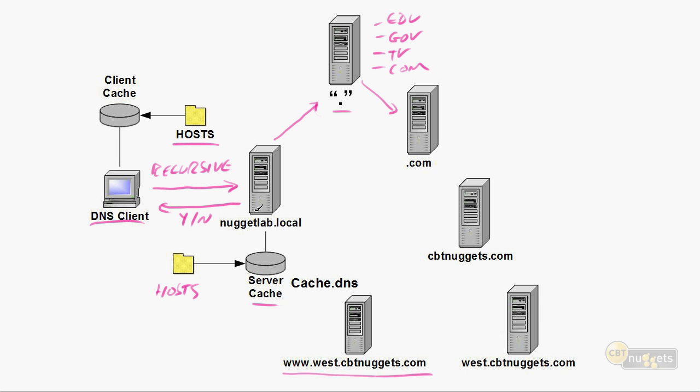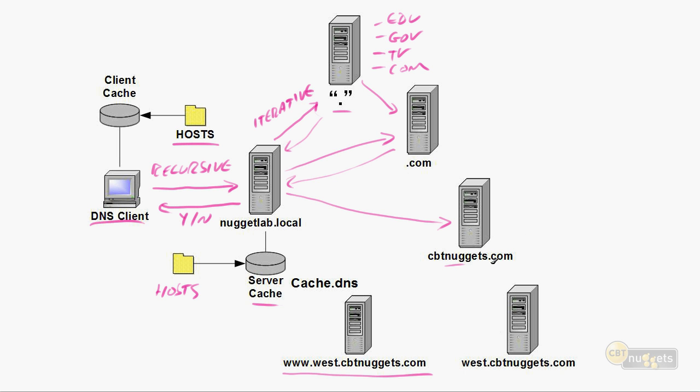Okay. Now, what happens here though is that this nuggetlab.local DNS server, when it goes out here, will perform an iterative query. Iterative. This means that it may have to query this server, and then this query will come back and say, well, I don't know, but I do know the .com server. So then it will go to the .com server. Then the .com server will say, I don't know west.cbtnuggets.com, but I do know where cbtnuggets.com is. So then it'll point to that IP address, and I'll say, okay, well, then I'll go ask cbtnuggets.com.